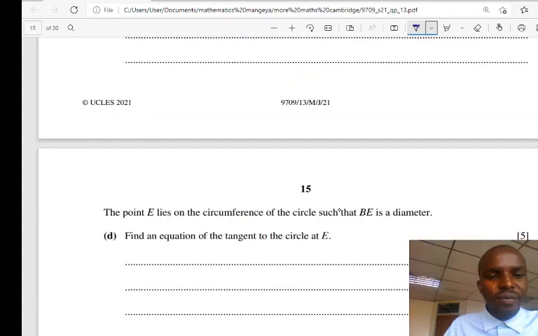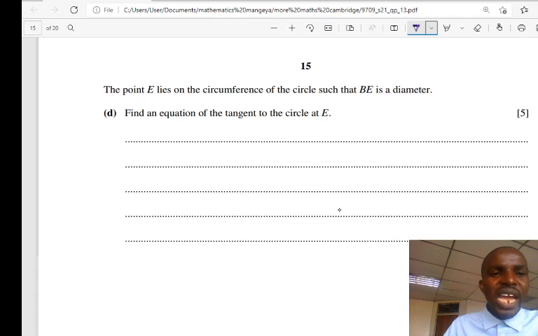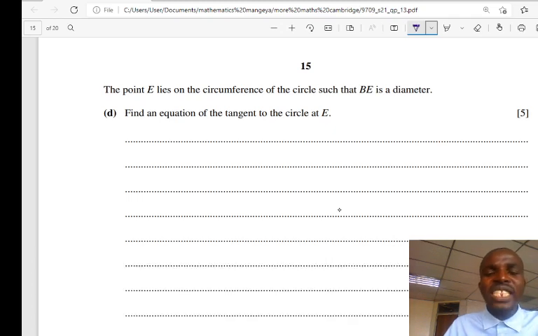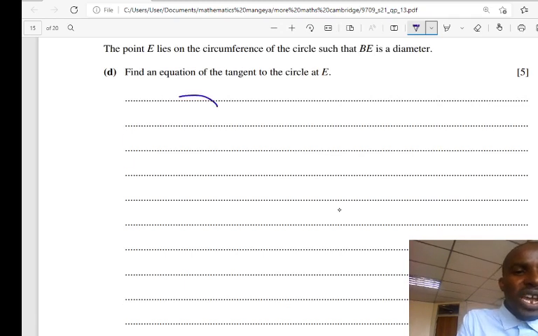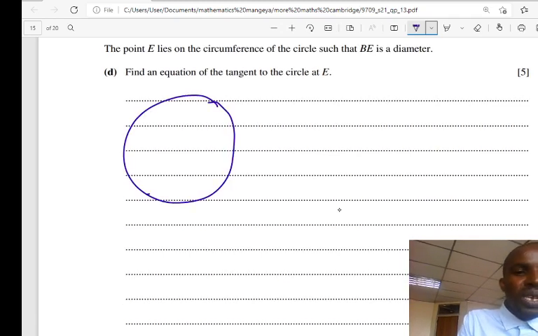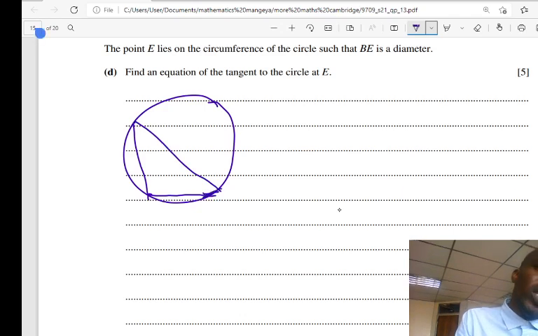Next, the point E lies on the circumference of the circle such that BE is the diameter. Find an equation of the tangent to the circle at E. Let me draw my circle here. I have put my B on this side. So D is the midpoint here.